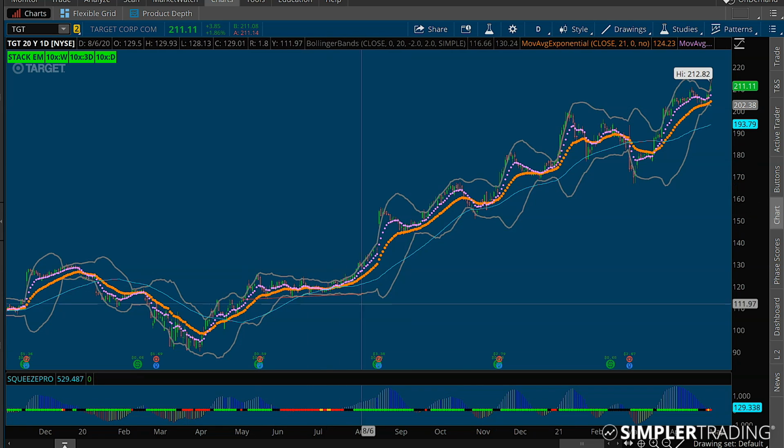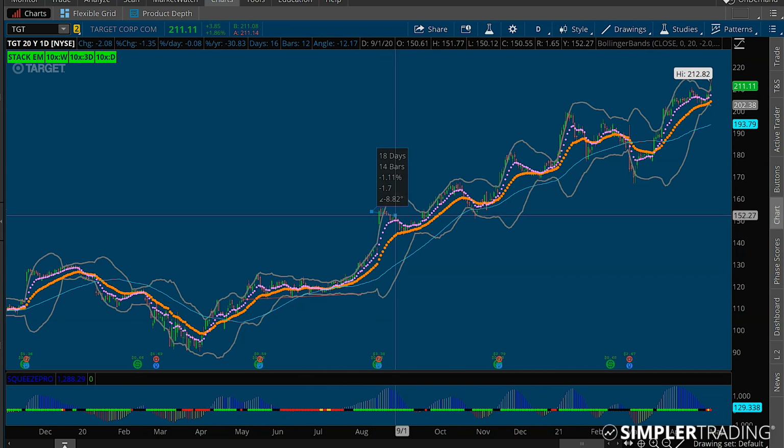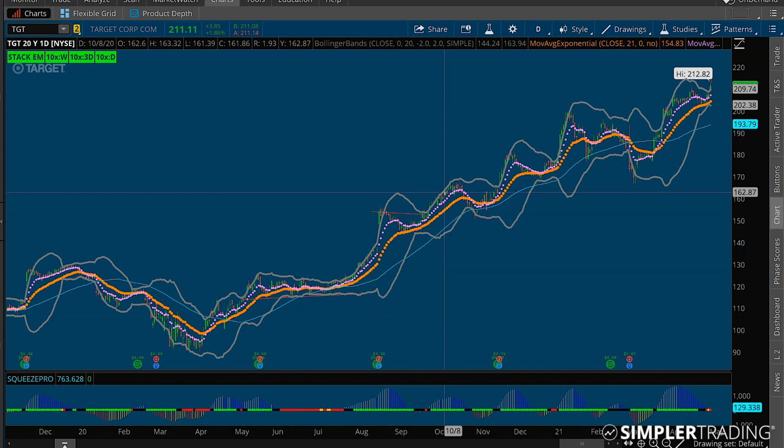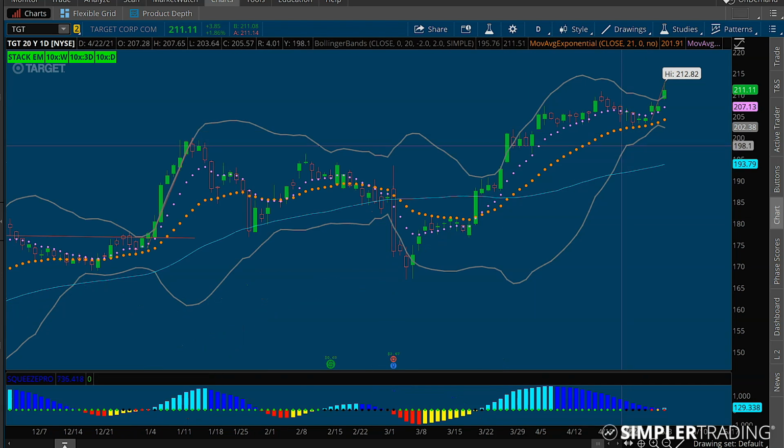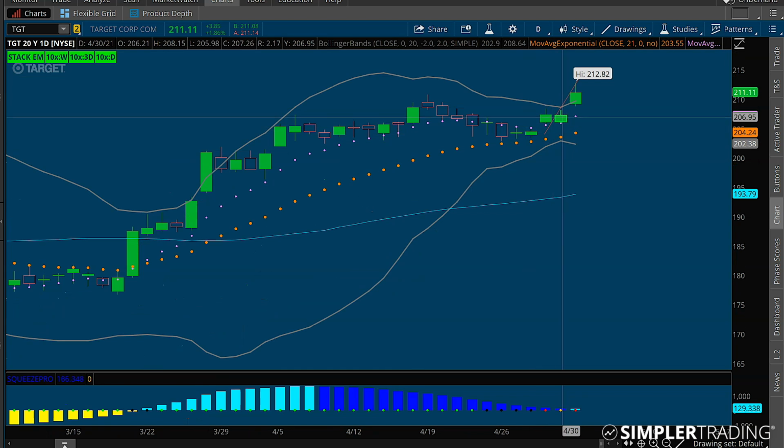Daily squeeze, squeeze fires long. Daily squeeze, it fires long. Daily squeeze fires long. Here's a new one. You got a good uptrend and you got a good rhythm to it.